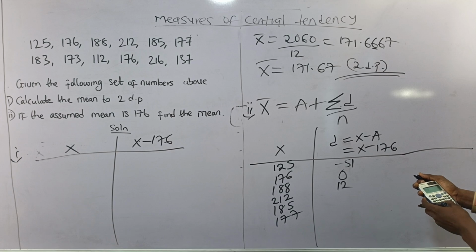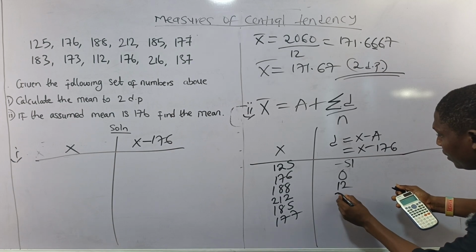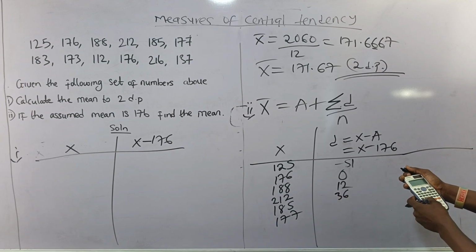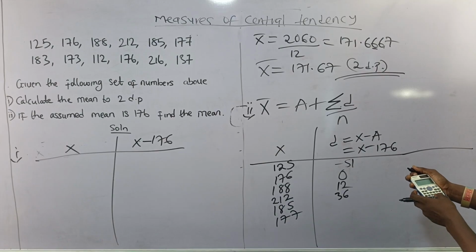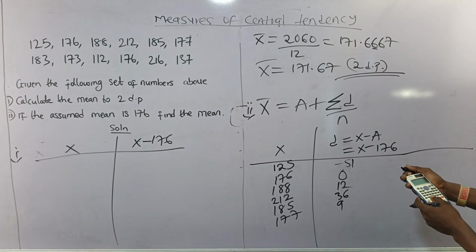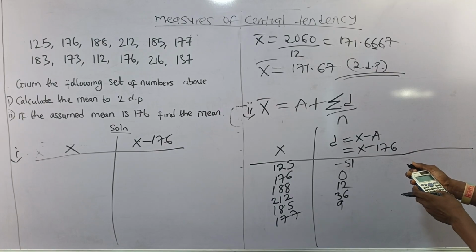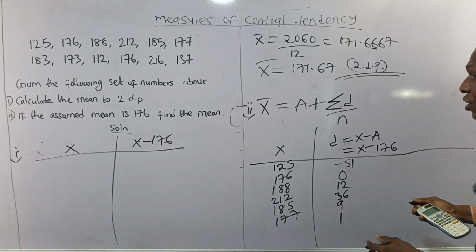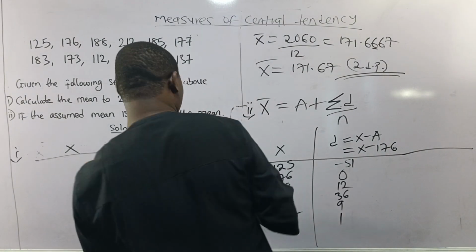188 minus my assumed mean will give me 12. 212 minus my alpha X will give me 36. 185 minus my alpha X will give me 9. And 177 minus my alpha X will give me 1. So I'll continue this for the second side because there's no space here.